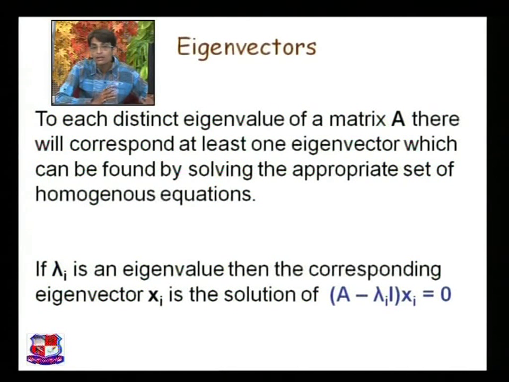So using any method we can find the solution of this system, and hence we can find the value of the eigenvector. So first of all, for the given matrix we find the eigenvalues, and for each eigenvalue we find the corresponding eigenvector by solving the homogeneous system A minus lambda I into x is equal to 0. So this is the way in which we can find the eigenvectors for the given matrices.